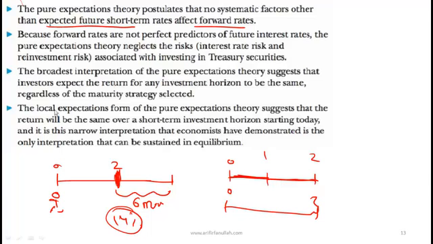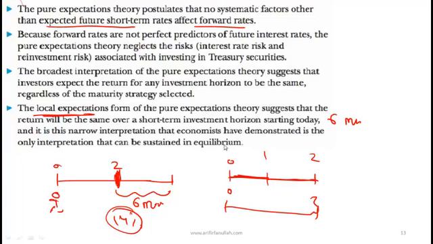The next version, which is also within pure expectations, the local expectations form of the pure expectations theory, suggests that the return will be the same over a short-term investment horizon starting today, and the short term is generally up to 6 months or so. It is this narrow interpretation that economists have demonstrated is the only interpretation that can be sustained in equilibrium.